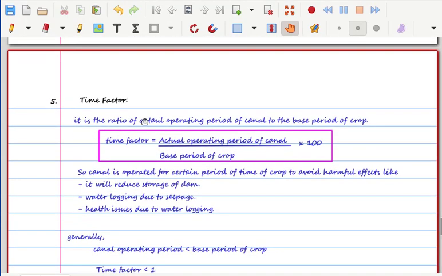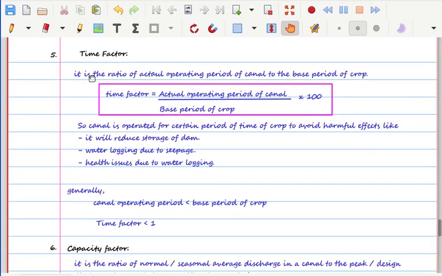The next term is time factor. What is time factor? Time factor is the ratio of actual operating period of the canal to the base period of canal. Okay. Actual operating period means the time in which the canal is actually operating.